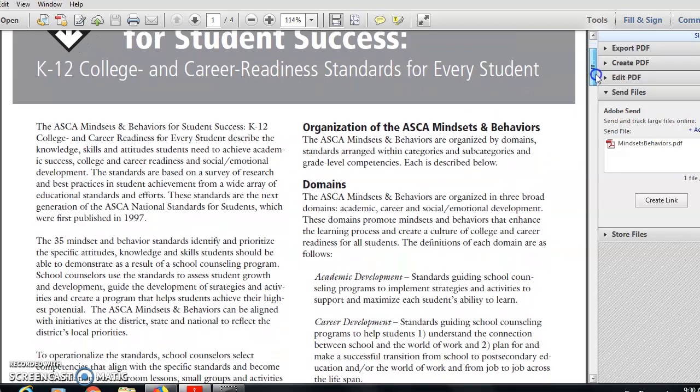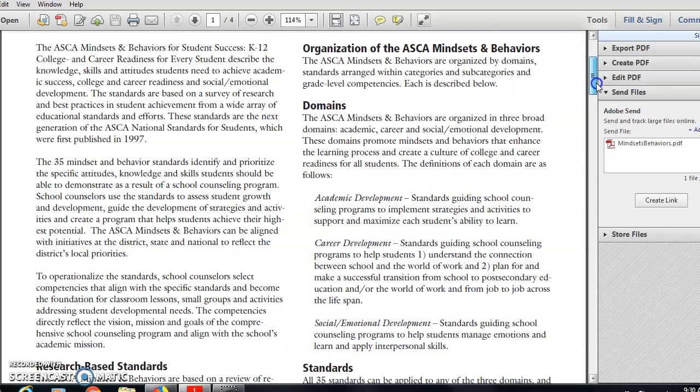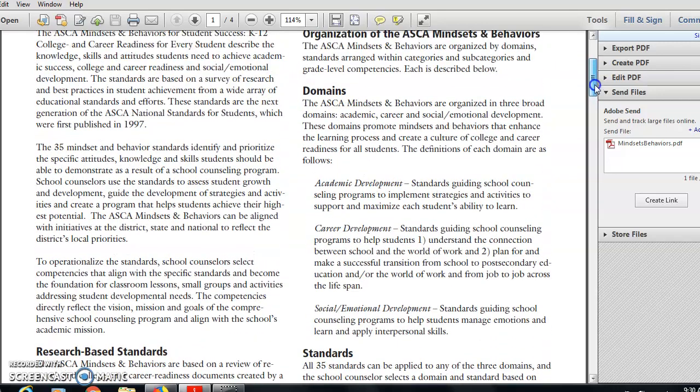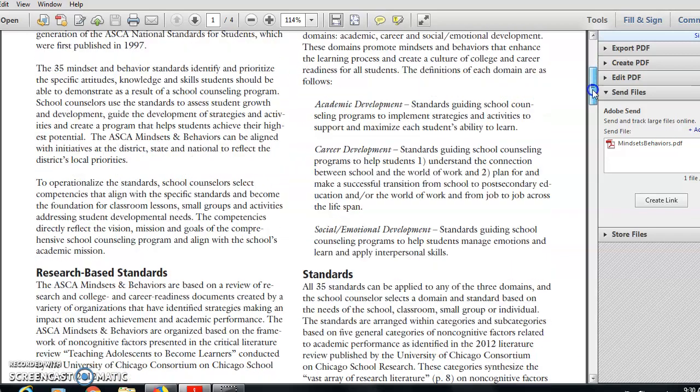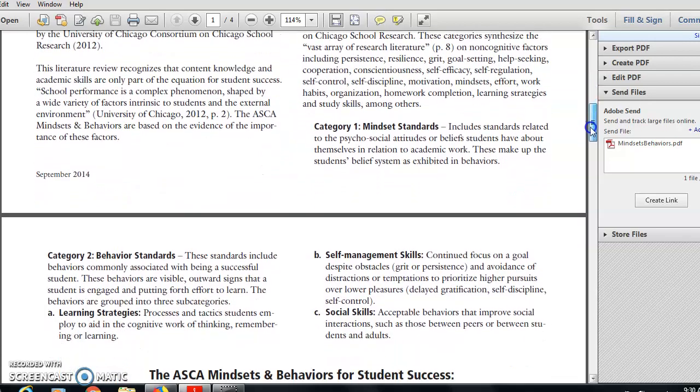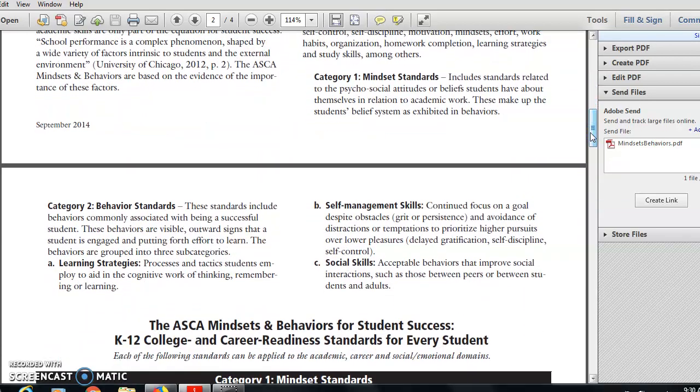The beginning part, of course, is going to explain a little bit about what the mindsets and behaviors are, and that they, of course, fit with the domains that we've spent a lot of time talking about: the academic development, career development, and then social emotional development. The main thing that you're going to be really interested in is the different categories. You're going to try to align them to the standards in your district that you have to work within. And the first part is going to be category 1, which is the mindset standards.